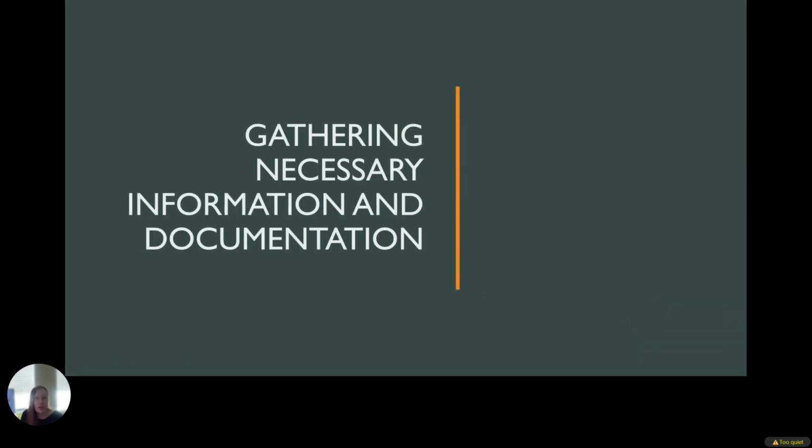Collecting the right documentation is crucial for building a strong appeal. In this section, we outline the essential information that you will need in order to support your case more effectively.